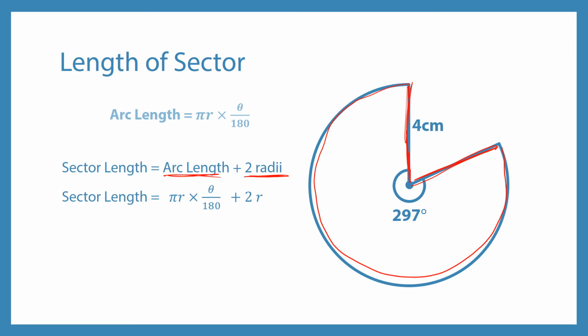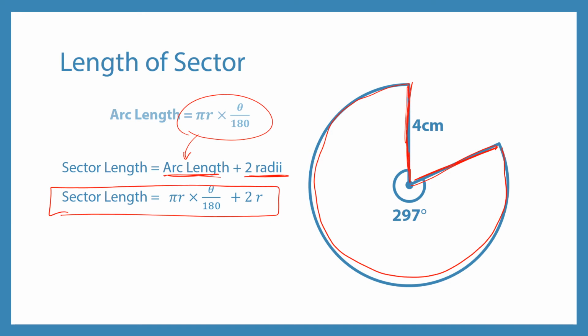So all we have to do is take this, substitute it in, and we're going to get this a bit longer equation. But in reality, it's just finding the arc length and adding two radii to it.